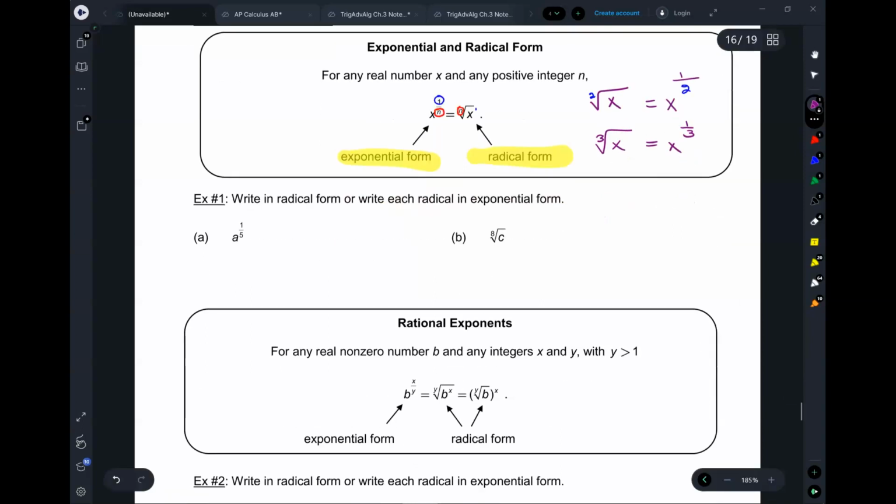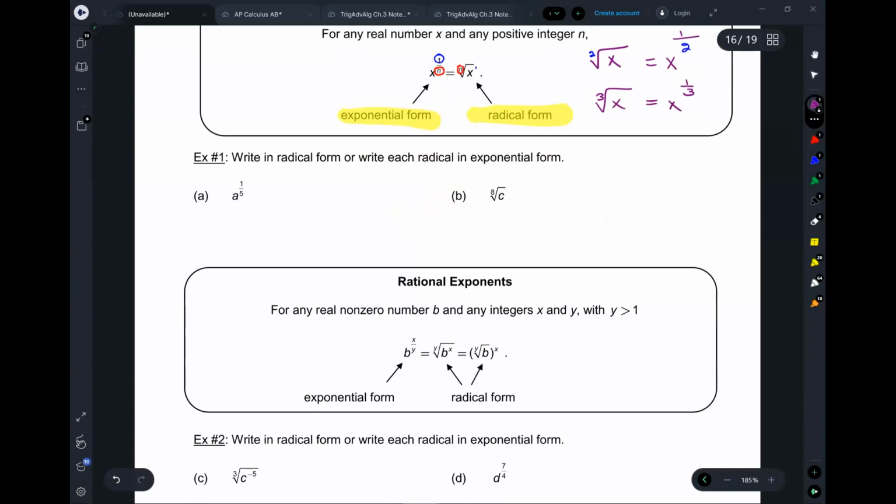All right, so let's do these. This is an exponential form. We should be able to convert to radical form. So this, remember, becomes the index. So it'll be the 5th root of a. Here, c to the power of what? If it was c squared, would that be... Like if it was c cubed. Yeah.